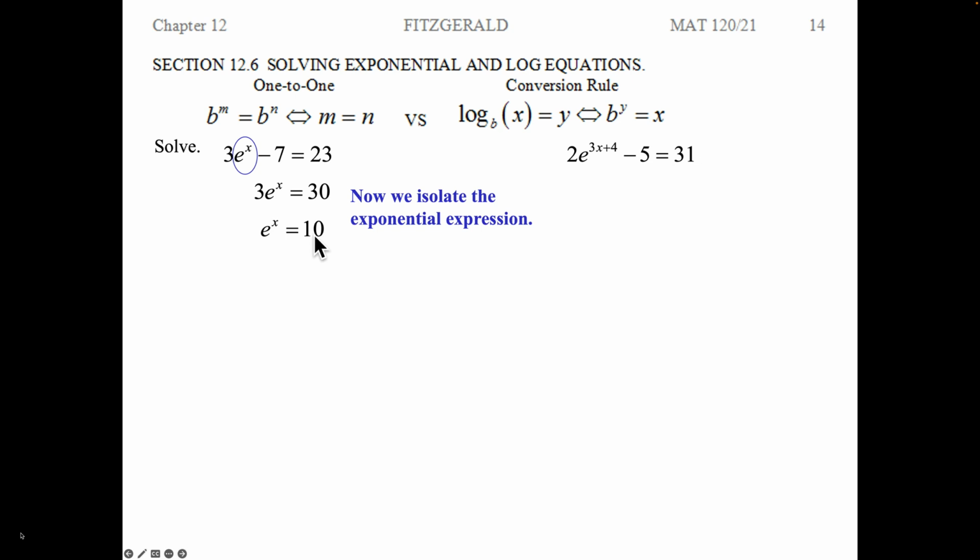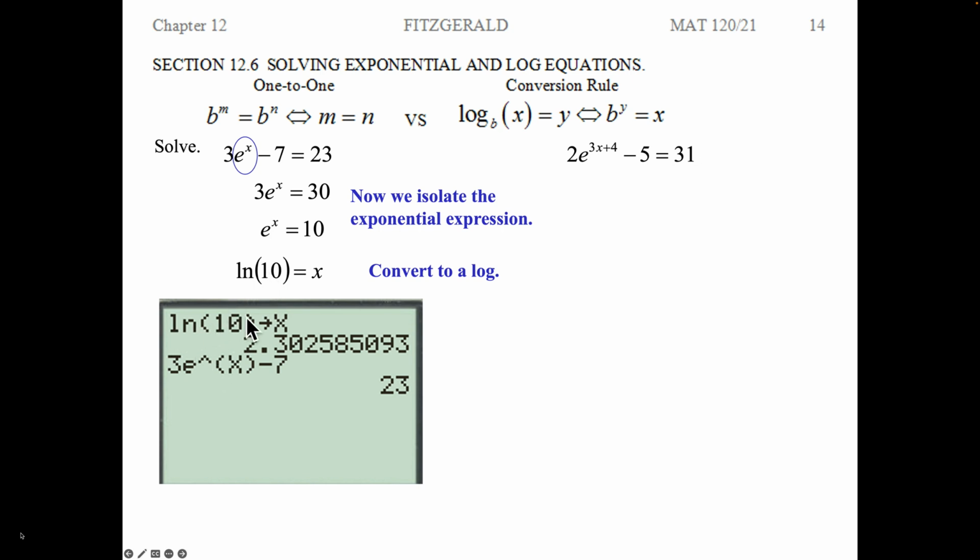Now convert it to a log. And the log for e is ln. So ln of 10 is equal to x, you go to the other side. And that's my exact valued answer. I go to my calculator, ln of 10, store it for x. There's my long, ugly decimal. Type in 3e raised to the x power minus 7. I get the 23. Then I know this is correct. Round it to 4 decimal places, 2.3025. 8 rounds it up to a 6.